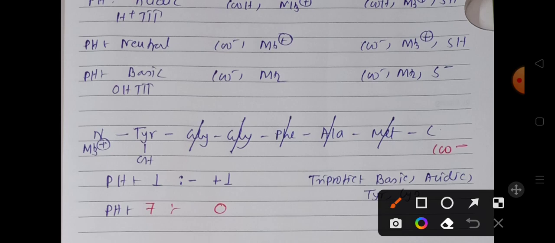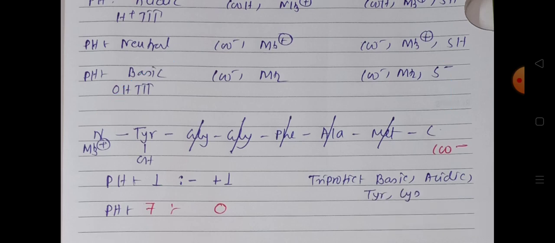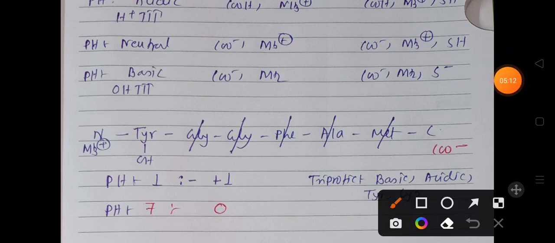The N terminal of the peptide is the terminal where there is a free NH2. Okay, and as you can see on your left side there is a free NH2, so it is your N terminal. And the C terminal is where COOH is not involved in any kind of peptide bond formation, right? So this is your C terminal. Clear?